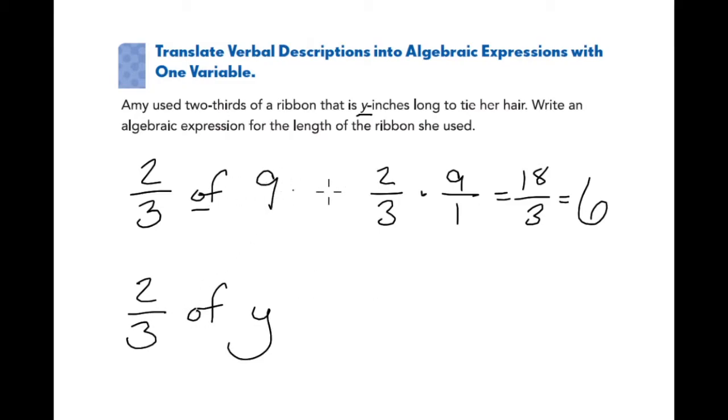And what we did here was we multiplied 2/3 by 9. So now I'm just going to multiply 2/3 by y, which gives us 2/3 y as our answer. So I would say that Amy used 2/3 y inches of ribbon. We'll just put that as inches. She used 2/3 y inches of ribbon for her hair.